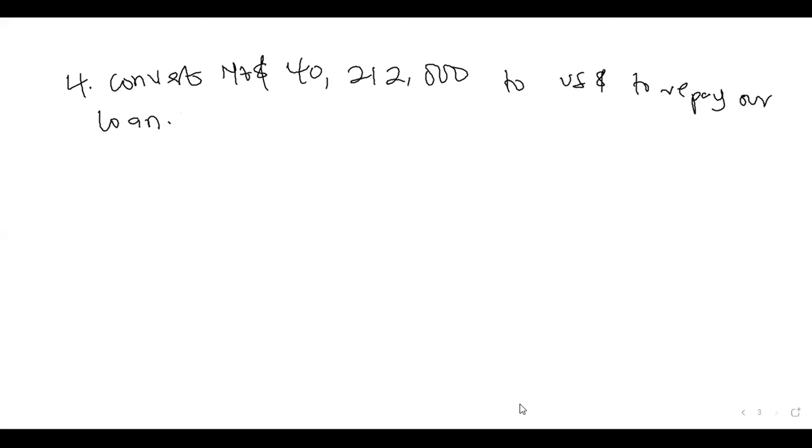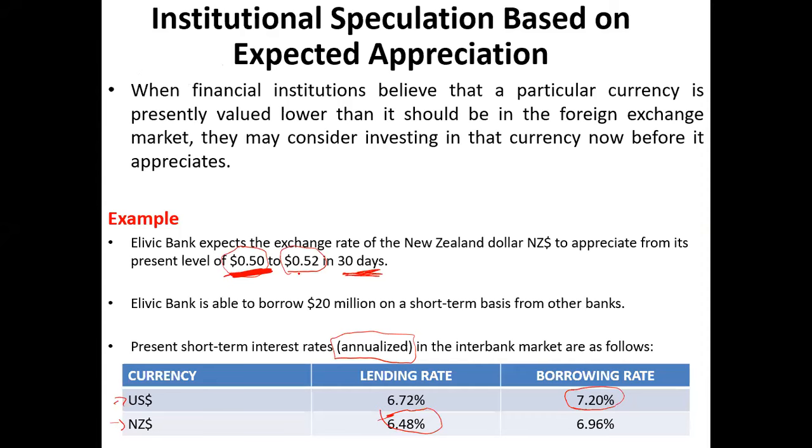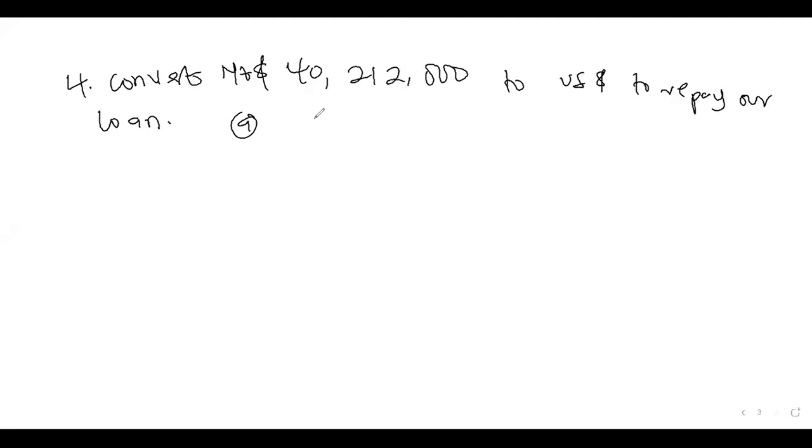Now remember that the question said in 30 days, the rate will be 0.52 US dollars. All right. So at a rate of 0.52 US dollars to 1 New Zealand dollar, now we have 40,212,000 New Zealand dollars. And then the rate is 0.52 US dollars to 1 New Zealand dollar. Okay. So if less, more divide.